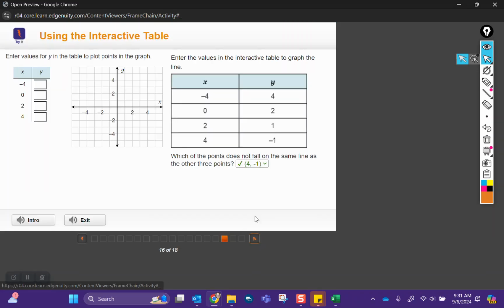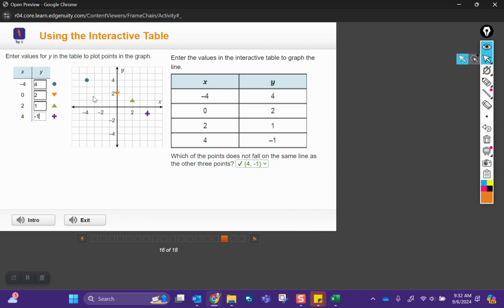And I'm going to skip to the next one. Okay, so enter values for y in the table to plot points in the graph. Enter the values in the interactive table to graph the line. So -4, am I just typing these in? Yep, 2, 1, and -1. Which of the following points did not fall on the same line? Did I hit enter? Oh, I have to hit enter.